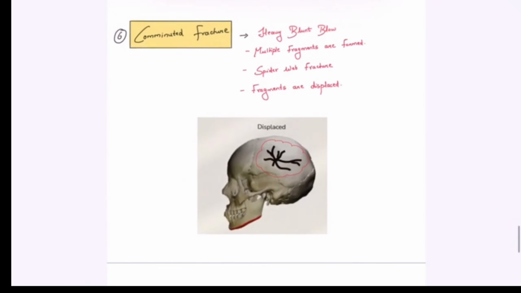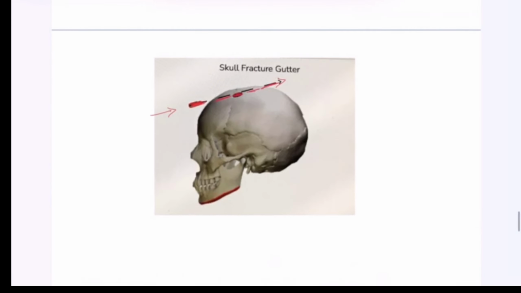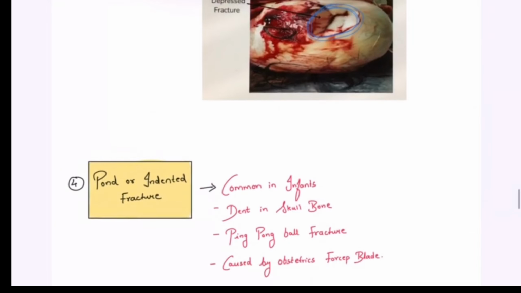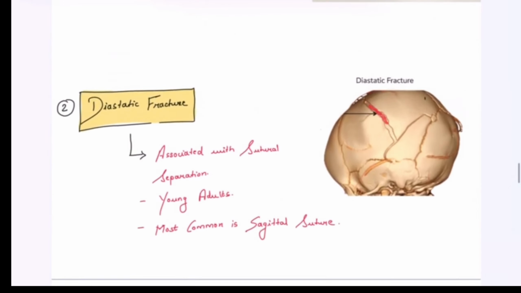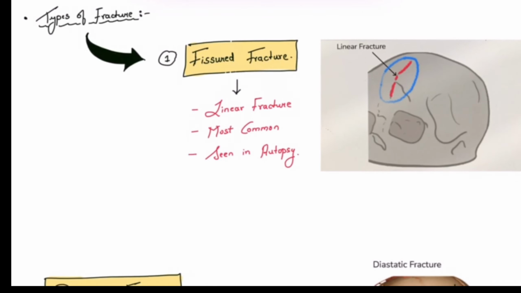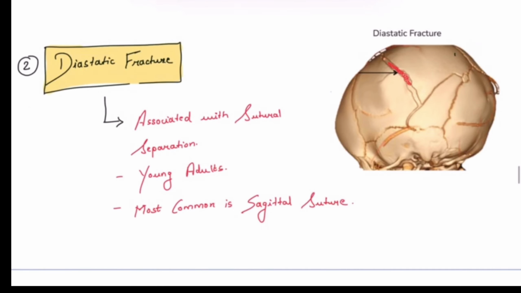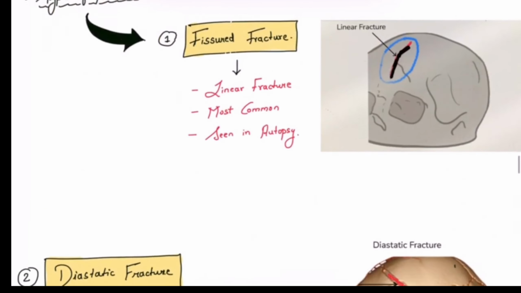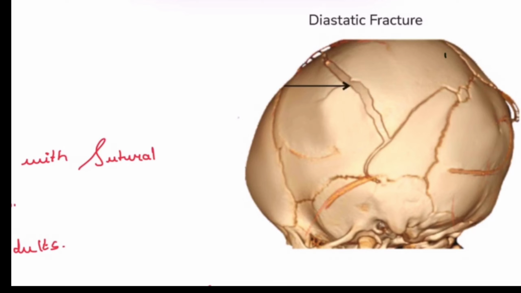These topics are very high yield. These images you have to remember, as in your upcoming exams it can be asked in MCQs. Also learn the patterns. You should not get confused between diastatic fracture and linear fracture. Just observe, linear fracture is a single line, and diastatic is not a single line. In depressed fracture, there is depression over the skull.